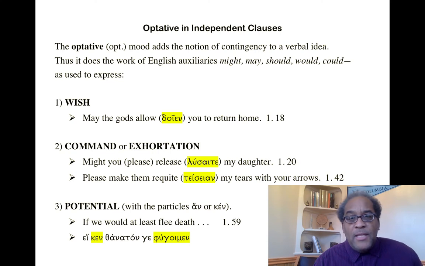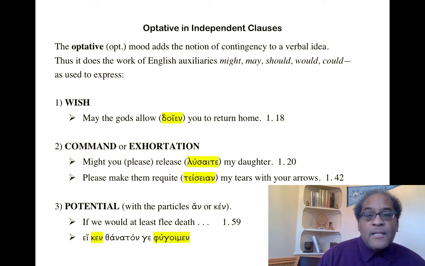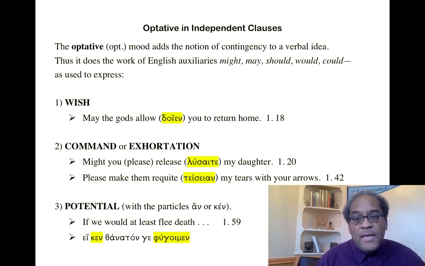We saw the wish in the priest's placation of the Achaeans. May the gods allow you to return home. May the gods give it to you. May they give it, doien. You see that iota of the second aorist of didōmi. May they give. And then for command or exhortation, we saw him saying, might you please release, lusaite. You see the iota there after the alpha. Might you please release my daughter?